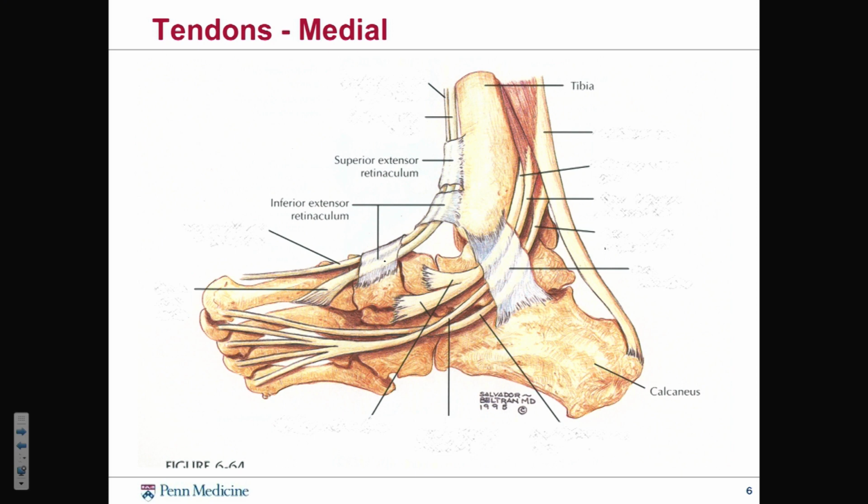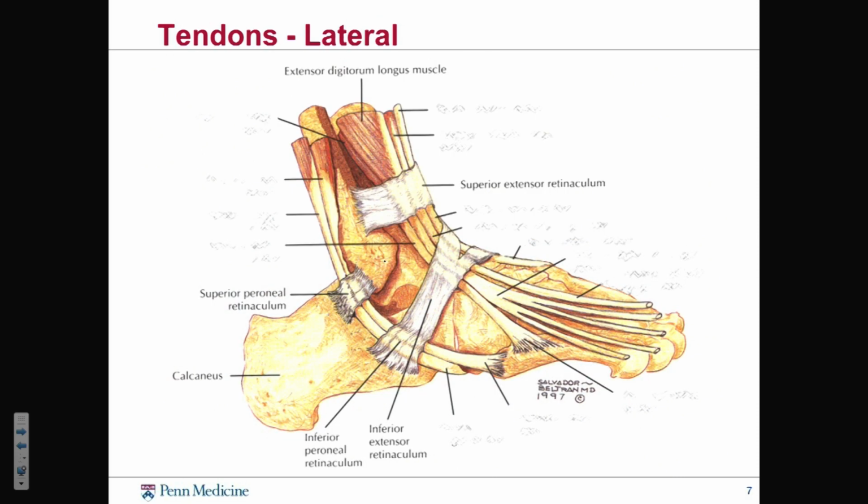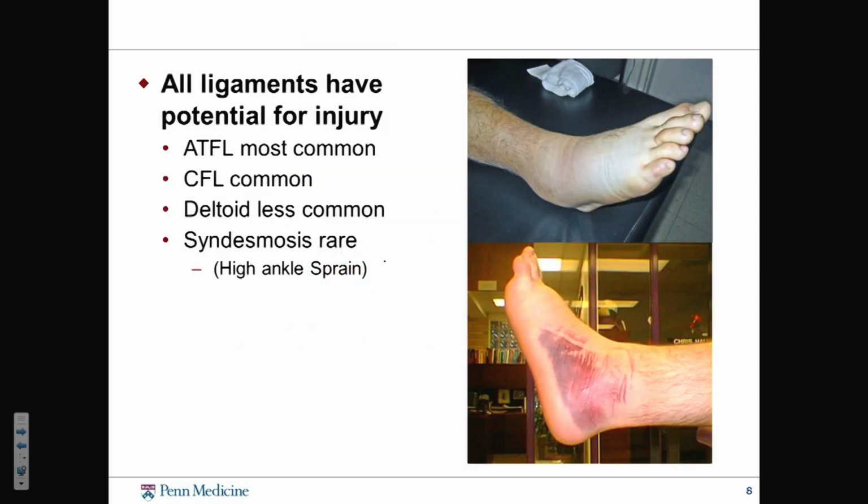Finally, there are a number of tendons on both the medial and lateral sides of the ankle. Most importantly are the posterior tibialis tendon here, which is one of the tendons that helps to support your arch as well as stabilize the ankle on the inside. And then on the lateral side, you have the peroneal tendons. These can be a source of pain in ankle sprains, and it's very important to be aware of those, as well as some of the very lateral extensor ligaments like the peroneus tertius. So all these ligaments that we've talked about, as well as the tendon structures, have the potential for injury.